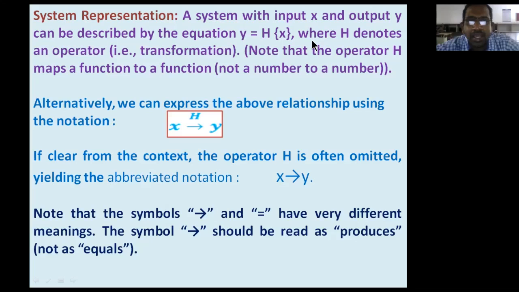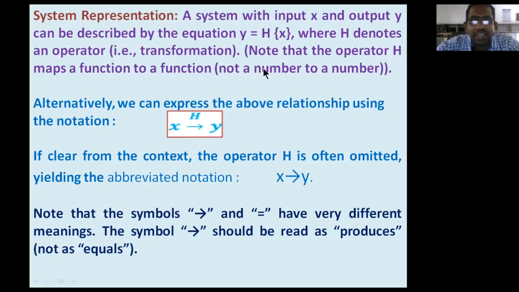So I can say h is nothing but a system, an entity. This entity is going to give a response y based on the input signal x. Therefore, I can simply define a system like this: x produces y based on the operation of the system h. Another way of saying it is that the system h is going to produce output y based on the input signal x.